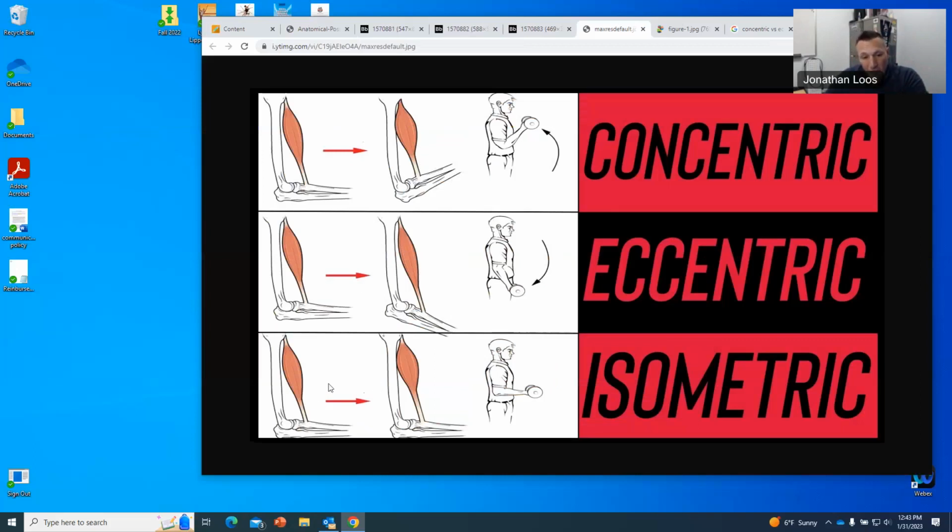And then if I see no change, right, here's my starting position, there's my end position, it's an isometric. The concentric and isometric are basically the same in terms of the analysis, right? This is just the same muscles resulting in movement. This is resulting in no movement, but it's still overcoming gravity.